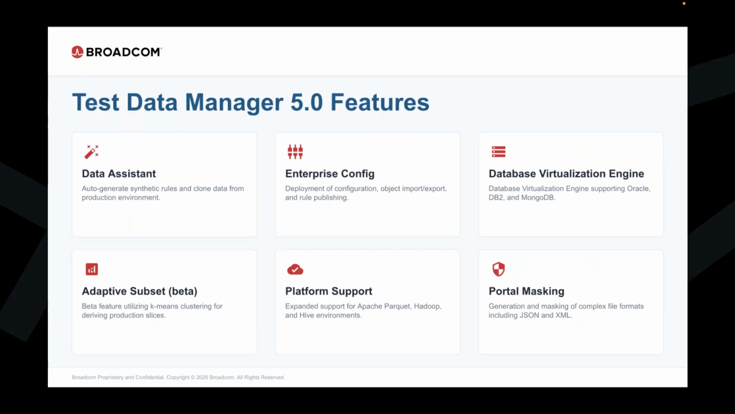We continue our platform support with the extended support for Apache Parquet and native Hadoop Hive environments. And last but not the least, we have the file masking, which now includes support for native JSON and XML formats. Although these were the top 6 marquee features, we are happy to say that we have delivered over 80 plus targeted enhancements that support your projects.